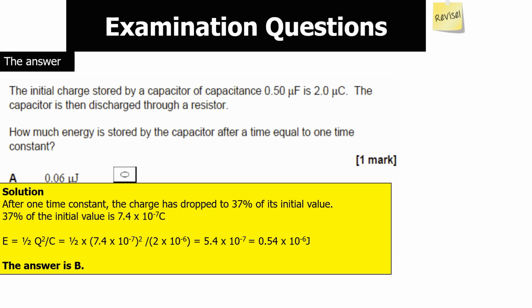We then know from the equation sheet E equals a half Q squared over C. Capacitance is a fixed term, so we know it's 2 times 10 to the minus 6, because microfarads is given in the question. So working it through like so, you work it out to be 5.4 times 10 to the minus 7, which is 0.54 times 10 to the minus 6. So it's going to work through to the answer being B.